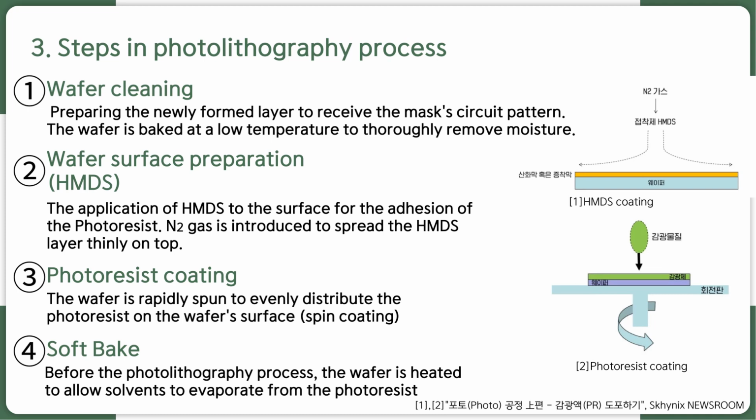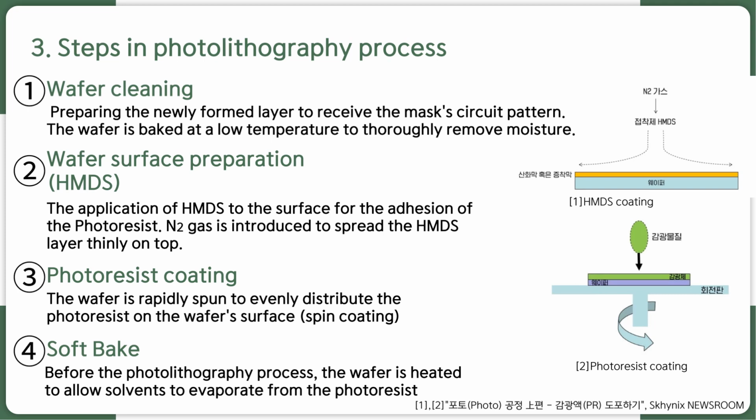The photolithography process involves several key steps. First, the wafer is cleaned to prepare it for receiving the circuit pattern from the mask. Second, HMDS is tightly coated on the surface to enhance adhesion between the photoresist and the wafer. Nitrogen gas is used in a sealed, narrow space to ensure even distribution of HMDS.